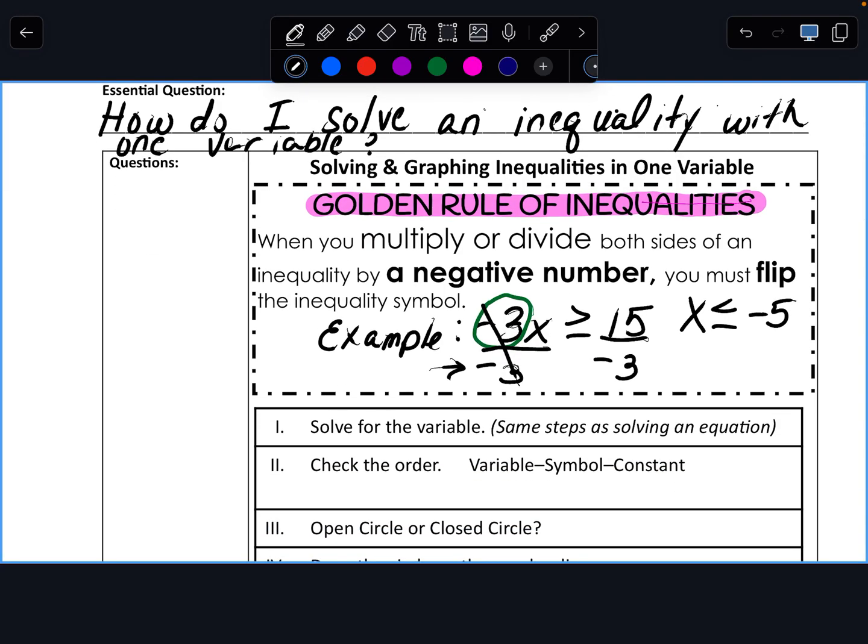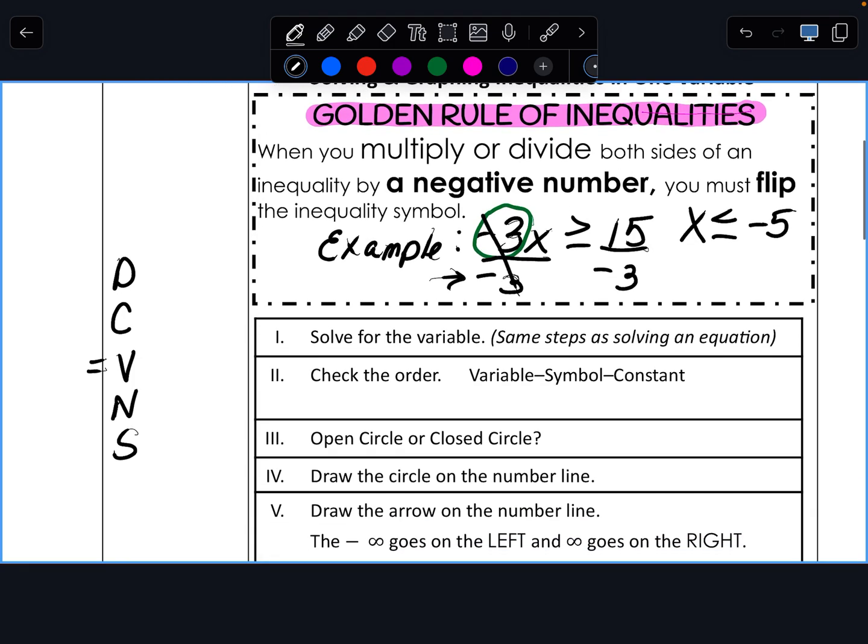We will be solving for the variable just like we did equations. We need to start with our distributive property, combine like terms. Do we have a variable on both sides? Then we're going to have the number, and then we're going to solve. Same steps. Depending on your inequality will determine how many steps you have. Once you get your answer, x is less than or equal to negative 5, you want to make sure that it's in the right order: variable, our inequality symbol, and then our constant.